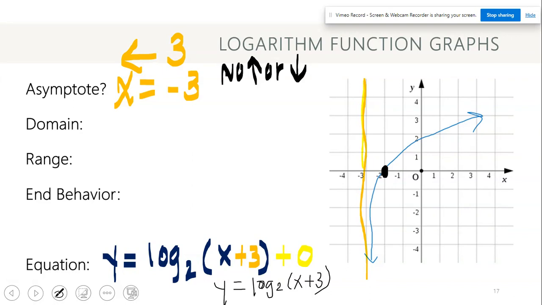The domain, farthest x we can go, you got to stop at that asymptote, negative 3, but it can keep going to the right towards positive infinity.